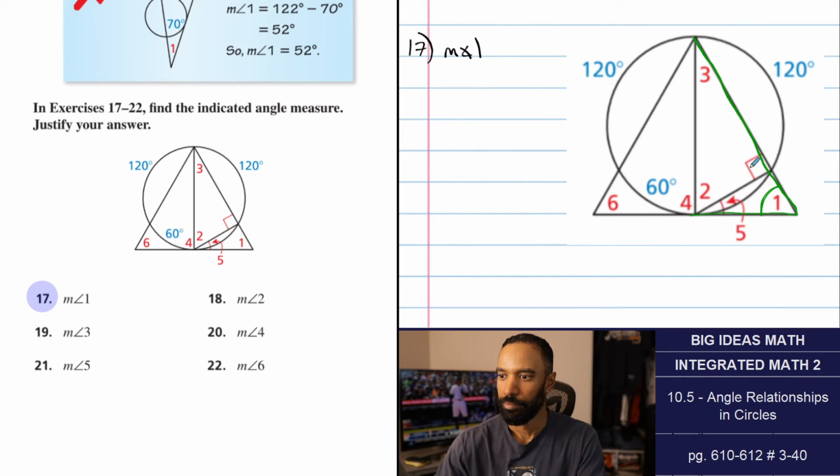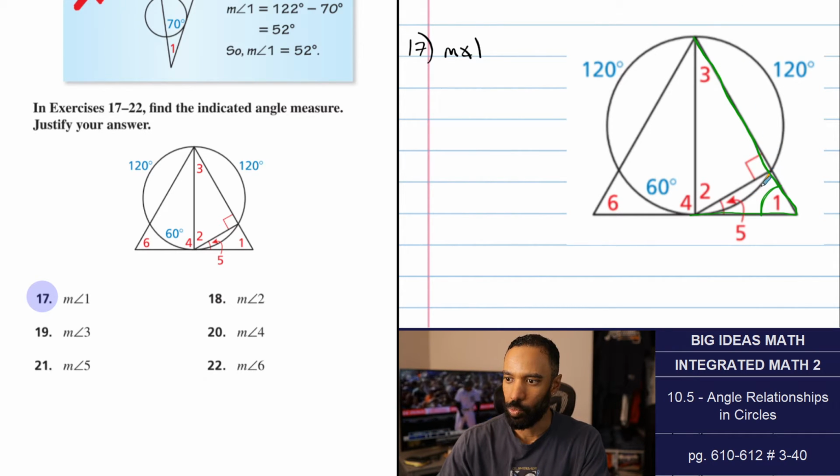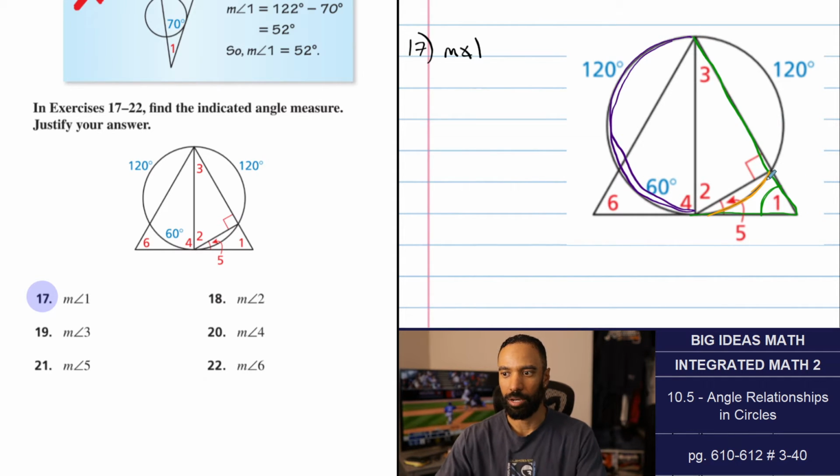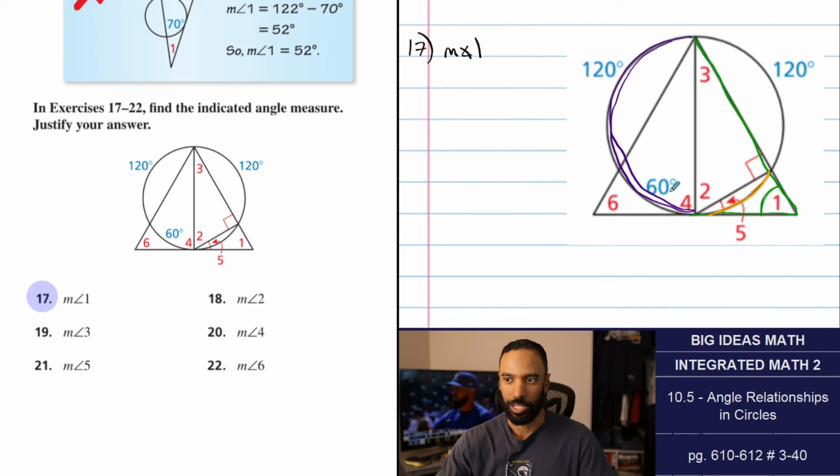Let's use a different color. Red is already taken. This one right here, and then this one out here. Okay? So angle 1 can be half the difference of this arc and this arc. That's the way I can go about it.